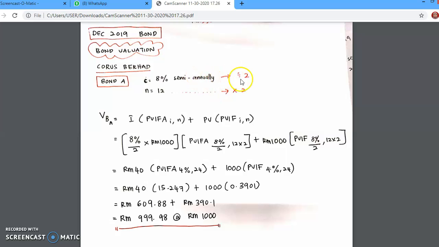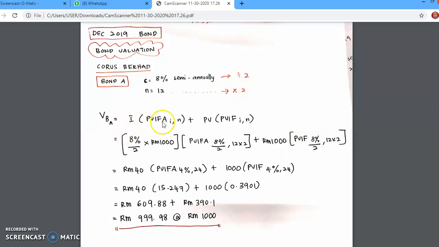So if it is semi-annually, we divide its interest or yield or K by 2, and we multiply its N by 2. But for quarterly, we have to divide by 4, right? And N we have to multiply by 4.